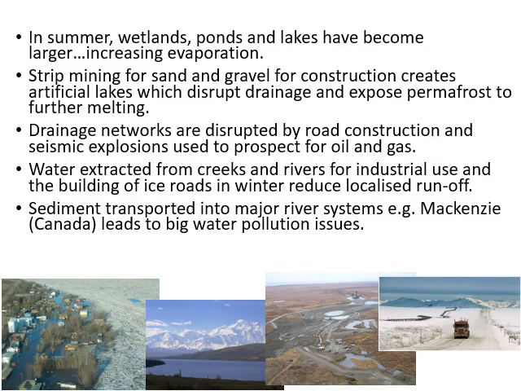So in the summer, we've got lots of wetlands and ponds and lakes that appear on the surface as that permafrost, only the top meter, remember, thaws out. So we do get evaporation taking place. And when we have this mining activity, that creates artificial lakes, which do a similar job and put more water, more moisture into the atmosphere. But they also disrupt the drainage and they expose the surrounding permafrost to further melting.